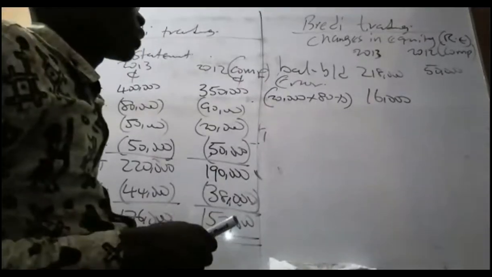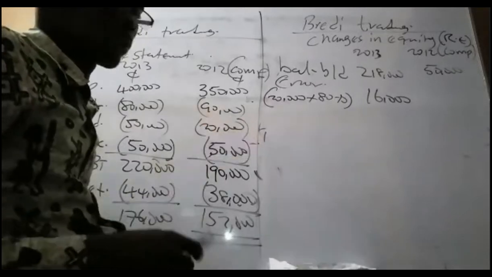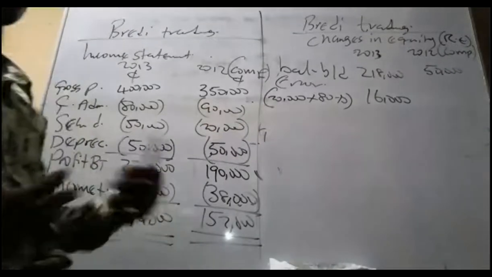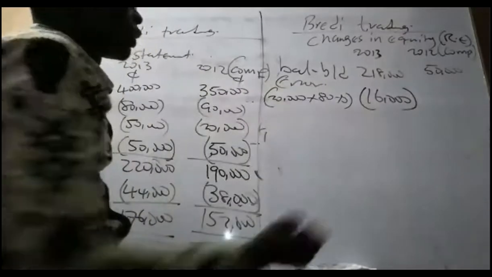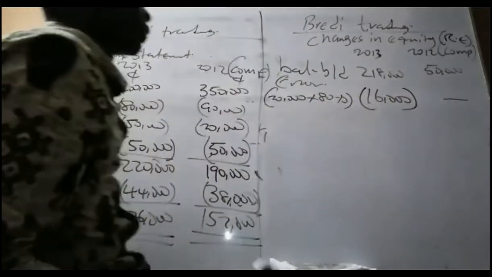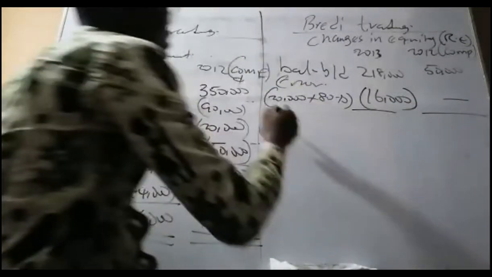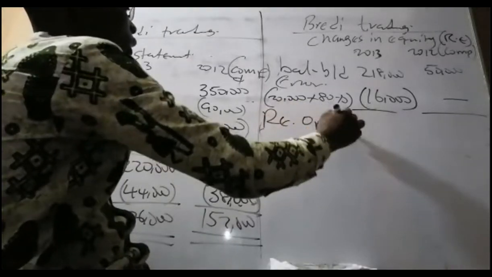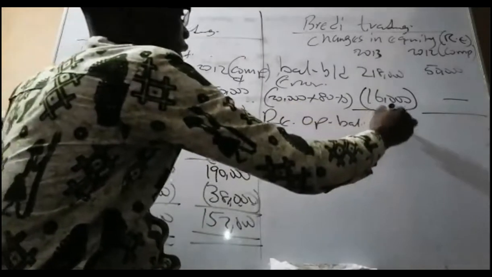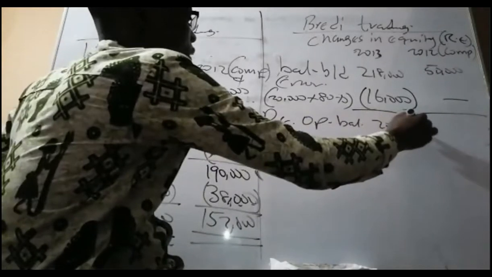Now, 16,000, are we adding or are we subtracting? It's like depreciation that they forgot to add. So we have to now subtract it from the books. Here will be dash, no error. So this is what we call restated open balance. Restated open balance. This will give us 202,000. Agreed.